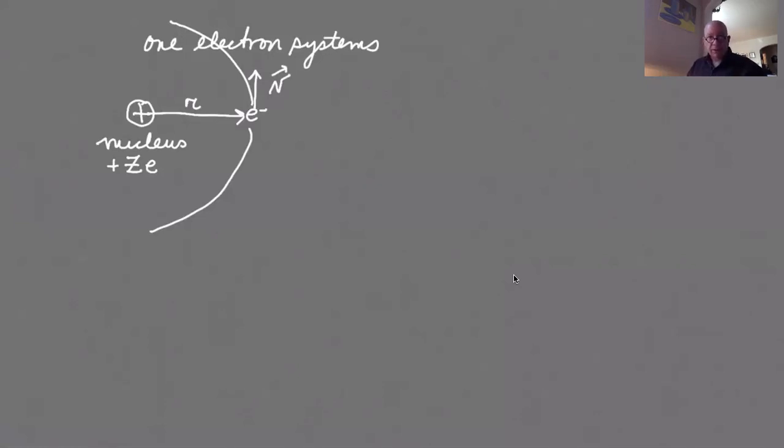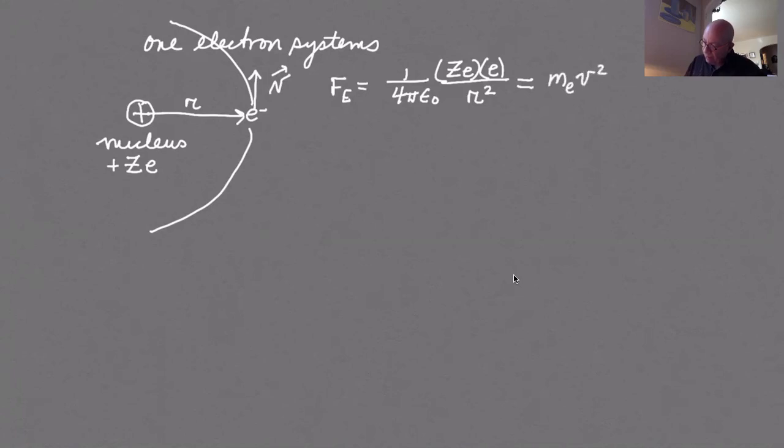The way this goes is, we know that the force responsible is the electrostatic force, which is 1/4πε₀ times Ze times e, charges in magnitude, over r squared. We know that the only acceleration is radial or centripetal in nature. And so this is going to be the mass of the electron times v squared over r.